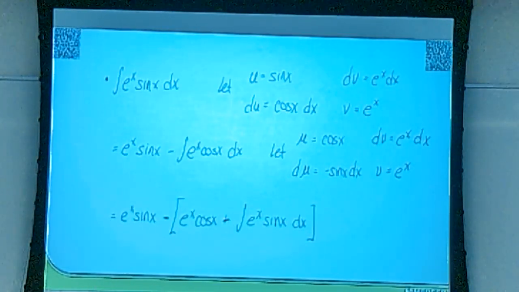That's not good. Oh, but wait, what was the original antiderivative? Now algebraically solve for it. You distribute that negative through, which means you add that I to both sides, you get 2 times I equals something, divide by 2.